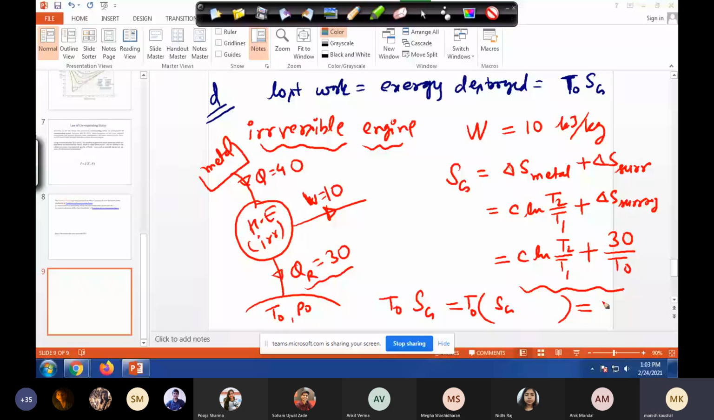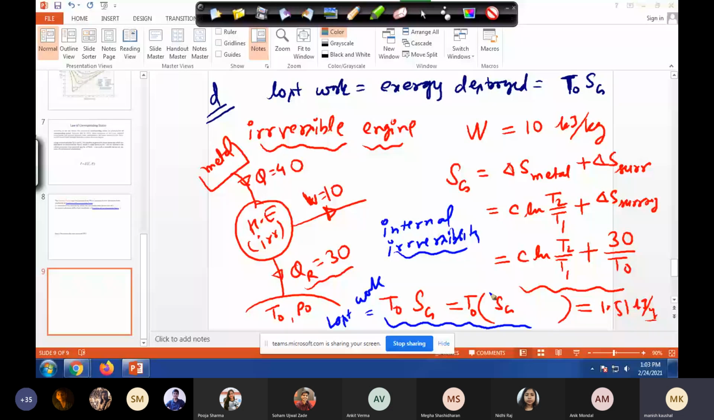What kind of irreversibility is it, internal or external? Internal. We said the engine is working irreversibly. Somehow due to friction or something, the engine is losing something. So internal irreversibility. And due to this internal irreversibility, your lost work is this much. Apart from whatever exergy you are taking from the metal, that is 11.51, this much is getting destroyed due to irreversibility of the engine, and you are only getting 10. Same problem, so we have solved it this way.